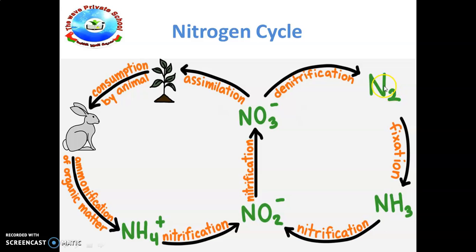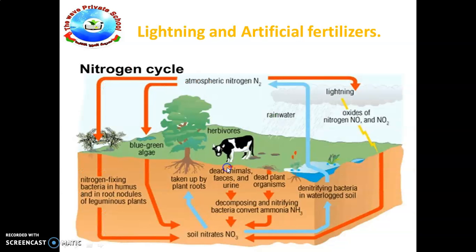When the atmosphere has plenty of nitrogen, it goes through nitrogen fixation. How is the nitrogen fixation happening? Nitrogen reacts with the oxygen present in the air and mixes with the rain, becomes ammonia, and reaches the soil again. Understand? Okay.